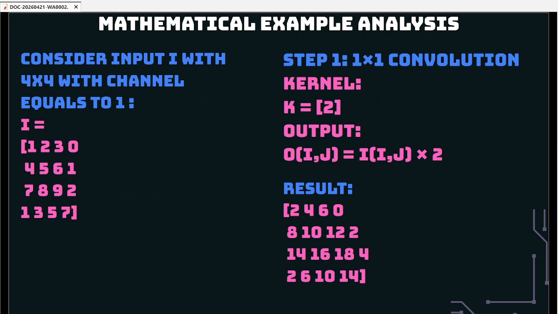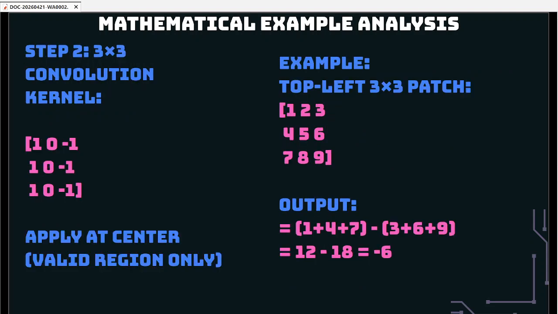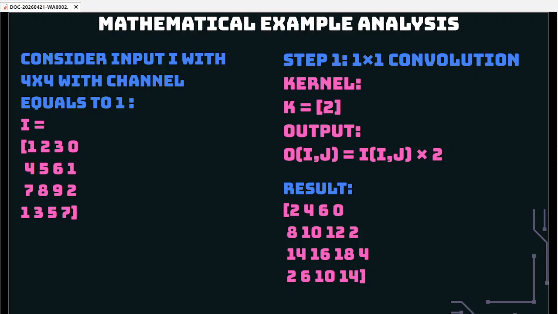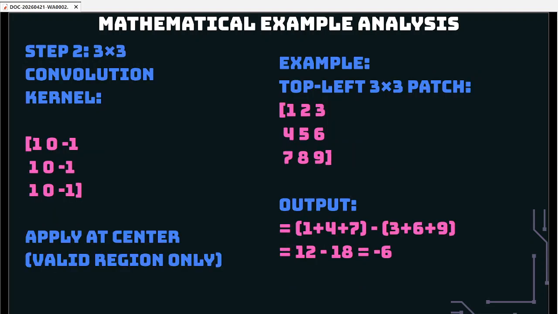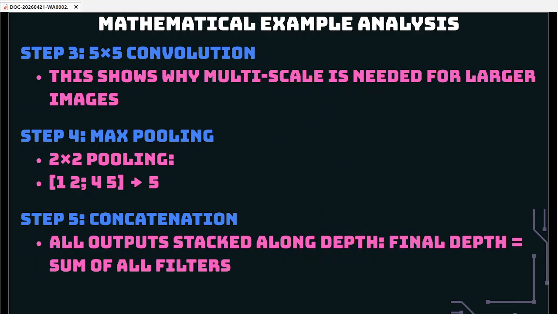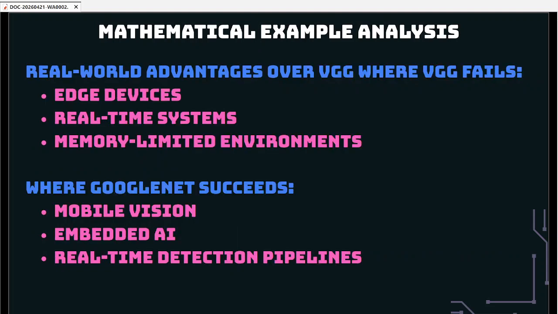As discussed just a few seconds ago, you can go through this mathematical example with complete analysis, where step 1 is the convolution with a 1 cross 1 filter, then a 3 cross 3 convolution filter, then a 3 cross 3 patch, then a 5 cross 5 convolution followed by a max pooling, then all these outputs are stacked along depth for the final depth.